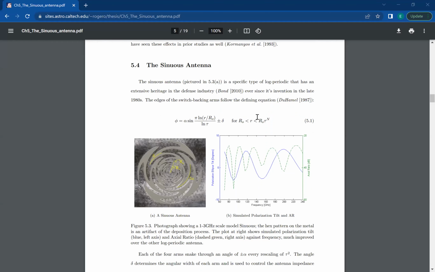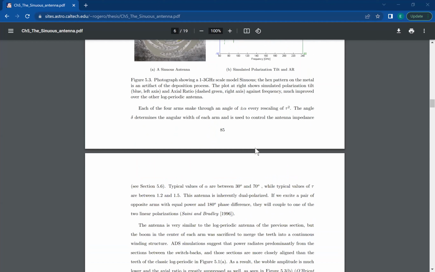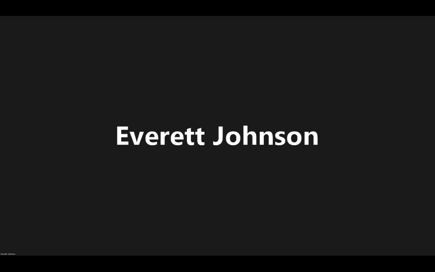Looking at this article, we can see that our magnitude, our radius, has an initial radius, and then there's the final radius, which is r naught times tau to the n. And then we also have these other variables: alpha, tau, and delta. Looking in this article, we can see that delta determines the angular width of each arm. From what I've been experimenting, that's maybe around 20 to 60 degrees. Alpha is usually between 30 and 70 degrees, and then tau is usually between 1.2 and 1.5. So let's start by putting those variables into MATLAB.